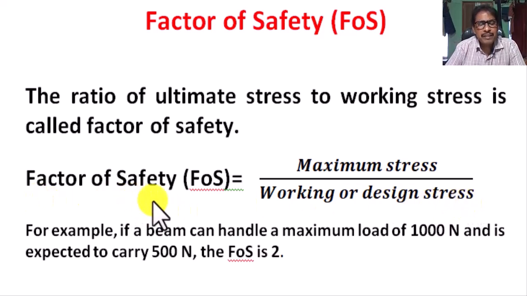Factor of safety is a design parameter that ensures a structure or a machine component can withstand more load than it can expect to experience during normal use. For example, if a beam can handle a maximum load of 1000 Newton and is expected to carry 500 Newton, then the factor of safety is 2.